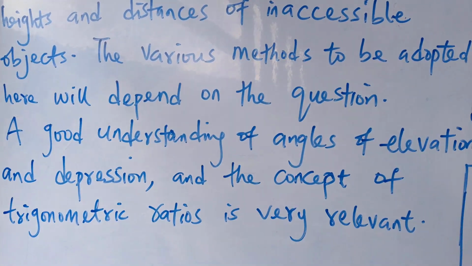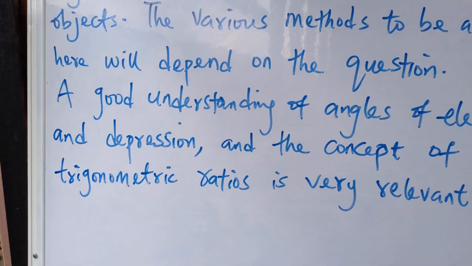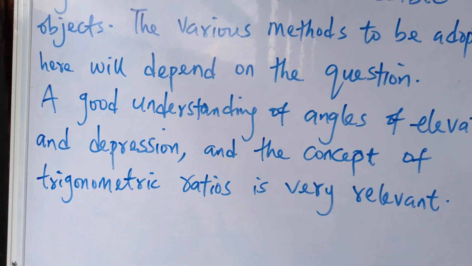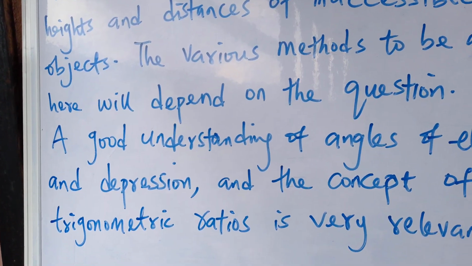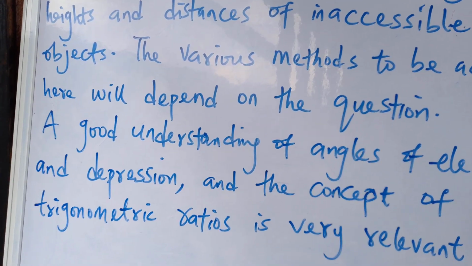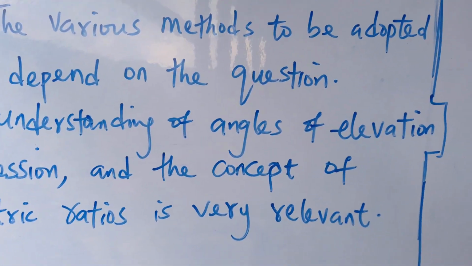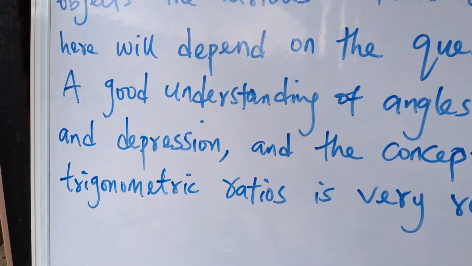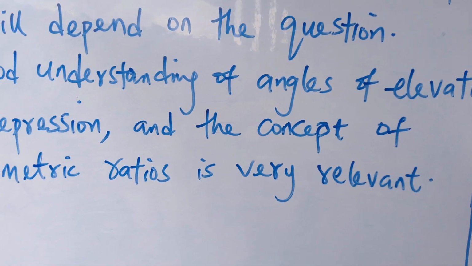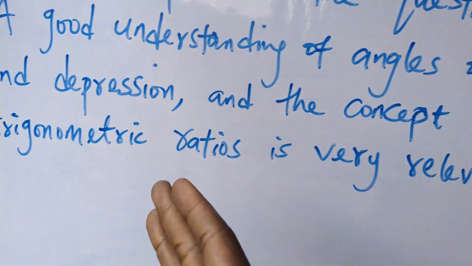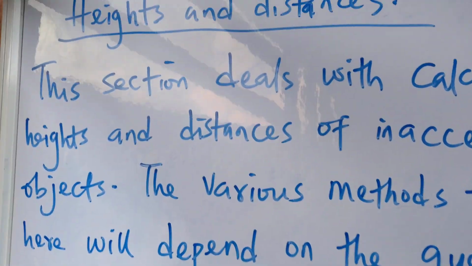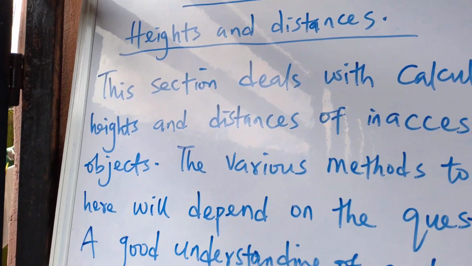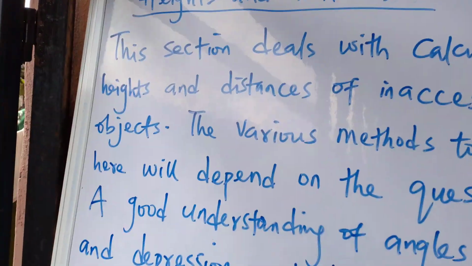A good understanding of angles of elevation and depression and the concept of trigonometric ratios is very relevant. So under this topic, we should have a sound knowledge of angles of elevation and depression, and also know how to utilize the trigonometric ratios in solving questions in height and distances. All right, now let's look at this problem.